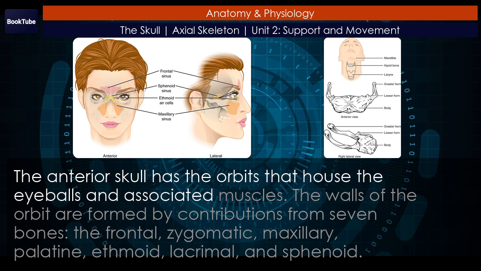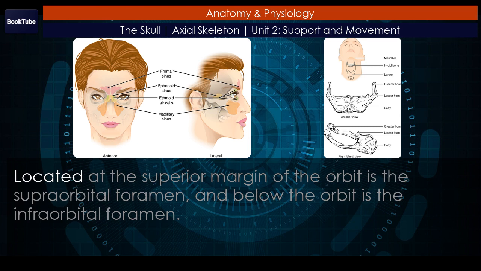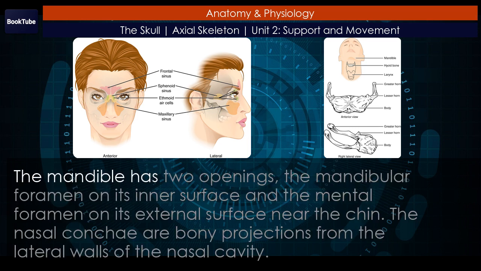The walls of the orbit are formed by contributions from 7 bones: the frontal, zygomatic, maxillary, palatine, ethmoid, lacrimal, and sphenoid. Located at the superior margin of the orbit is the supraorbital foramen, and below the orbit is the infraorbital foramen. The mandible has 2 openings: the mandibular foramen on its inner surface and the mental foramen on its external surface near the chin.